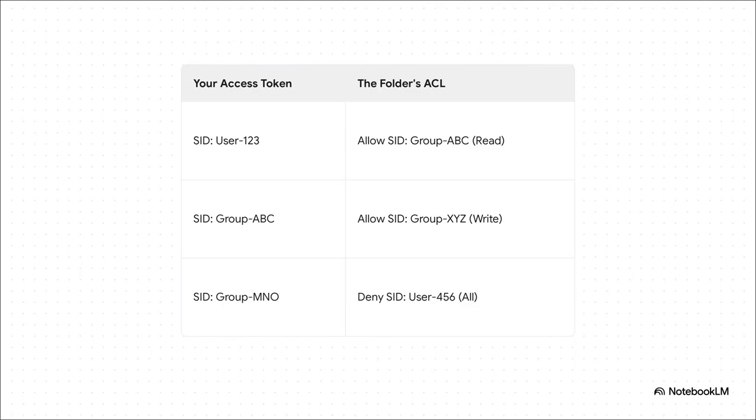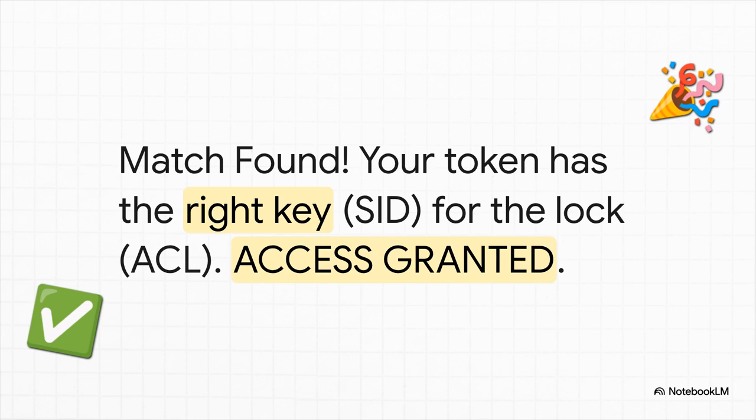The operating system now performs a lightning-fast comparison. It looks at every single SID on your token, over on the left, and it checks it against every single rule in the folder's ACL, over on the right. It's just looking for one single match that says, yep, you've got the access you're asking for. And bingo! The system sees that the SID for Group ABC is in your token. And what do you know? It's also on the folder's approved list with read permission. That's a match. The check passes, the virtual door unlocks, and the folder just snaps open on your screen. And this entire security check? It happens in a fraction of a second, every single time you access anything.